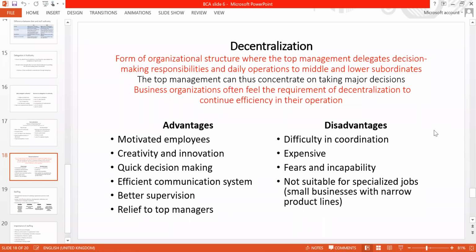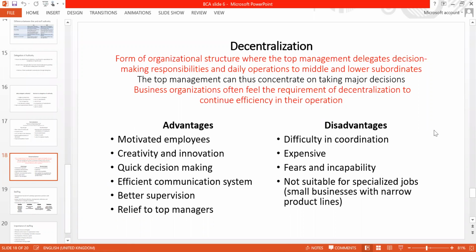And decentralization is not suitable for small businesses. Whenever you are in a very initial stage of your organization life cycle, generally the organizations are small and they are into very specialized jobs. Those specialized jobs are small, decentralization cannot be done, and at that time it is actually not disadvantageous.